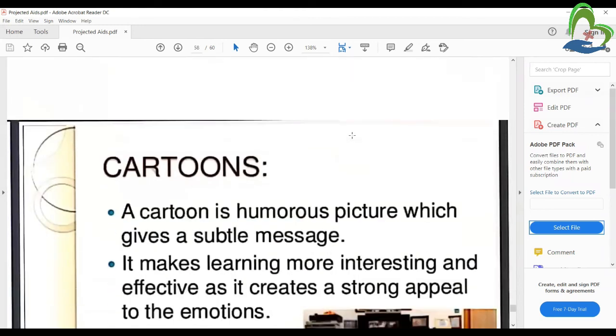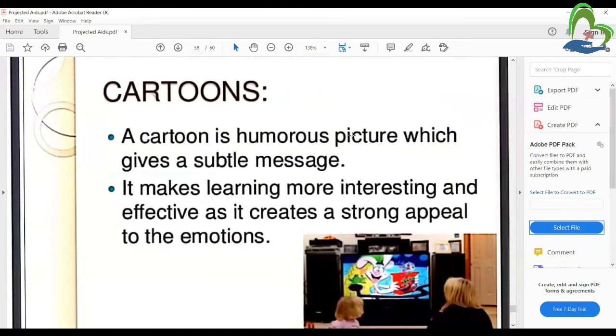So the next slide is the cartoons. The cartoon is a humorous picture which gives a suitable message. Whenever it is for small kids, cartoons are very useful, like ABCD forms, and also good structures, like for apple, seen on TV in cartoon forms, right? So you just see and observe.